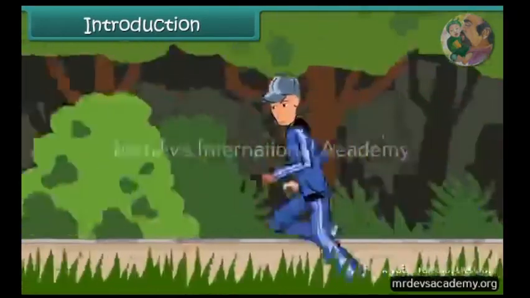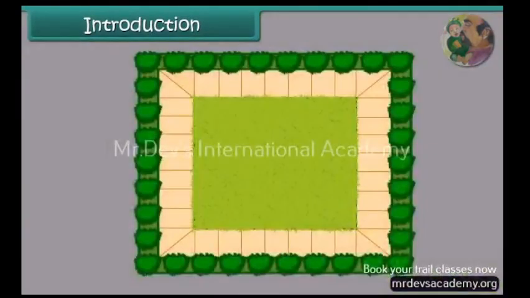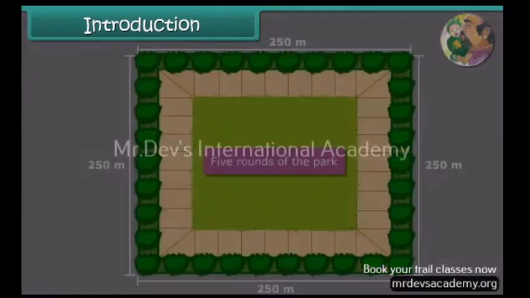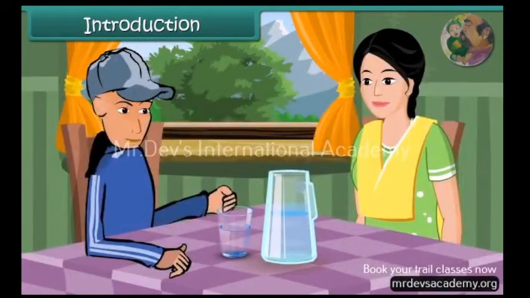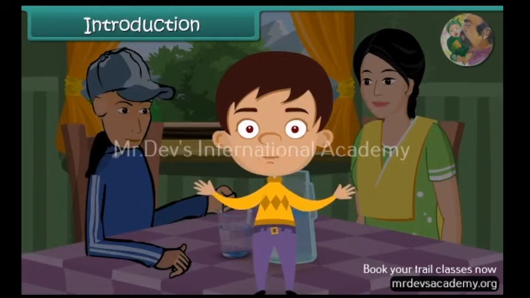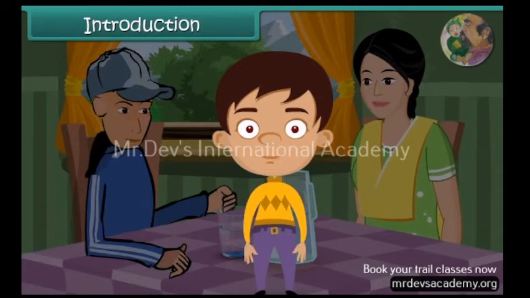Introduction. Jogging in a park. The park is a square. Each side of the park is 250 meters long. You take 5 rounds of the park and return home. Your mother wants to know how many meters you jogged. Can you calculate? The concept that you need to use is perimeter. In this lesson, we will discuss the concept of perimeter in detail.